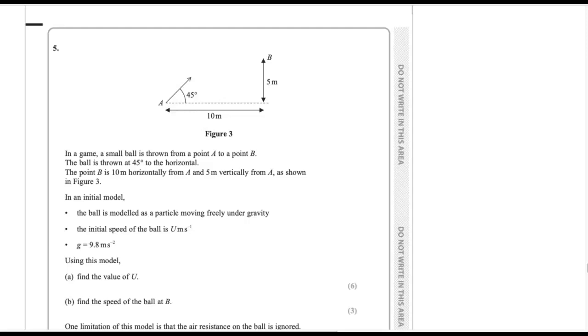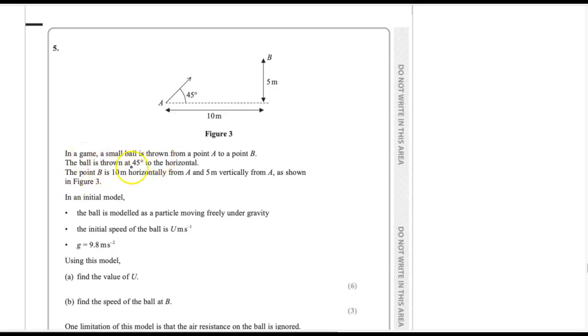This is question number 5 from mock set 4 mechanics. Over here, as you can see, it is from projectiles, I guess. In a game, a small ball is thrown from a point A to a point B. The ball has to reach point B. Okay, fine, that makes sense.